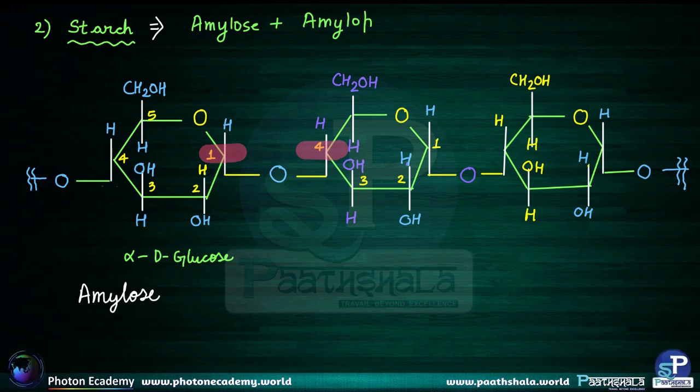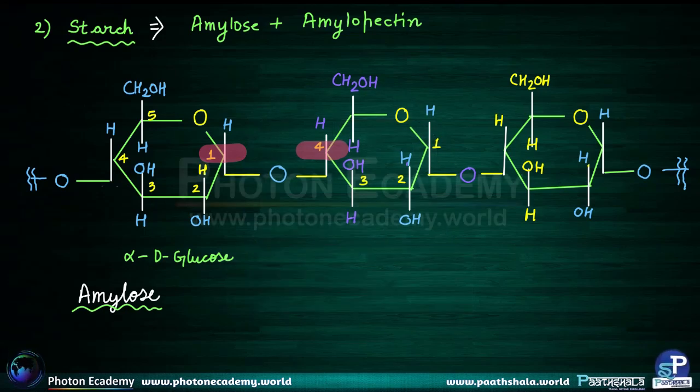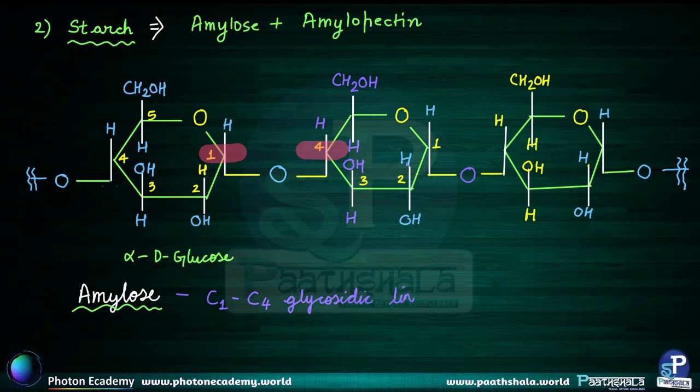Now, what is the difference between both of them? The difference is in the glycosidic linkages that they show. So first let us observe this amylose that we have just seen. In amylose, the glycosidic linkage is between C1 and C4. So we have a C1, C4 glycosidic linkage here.